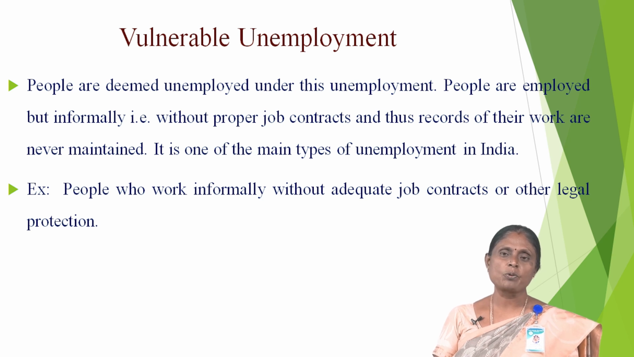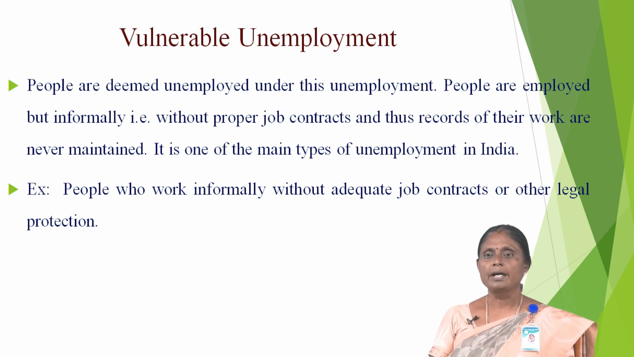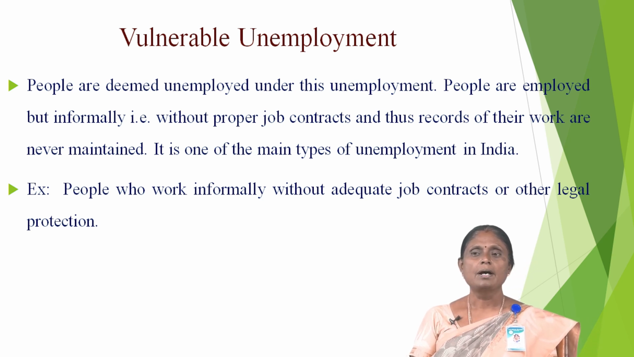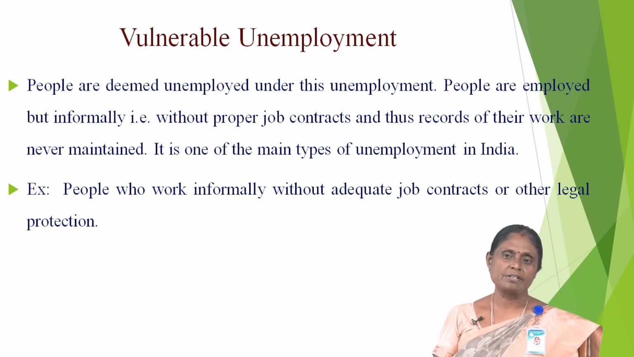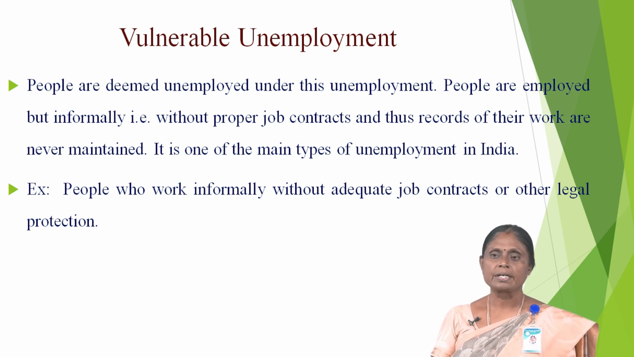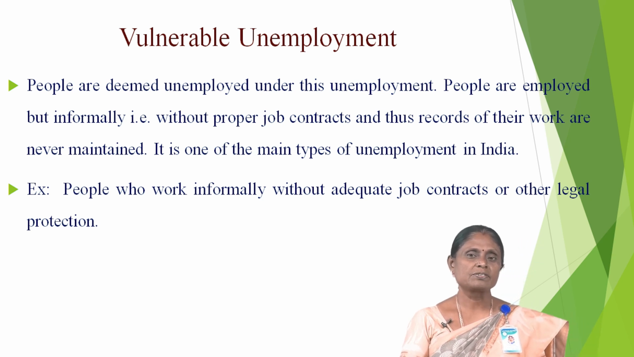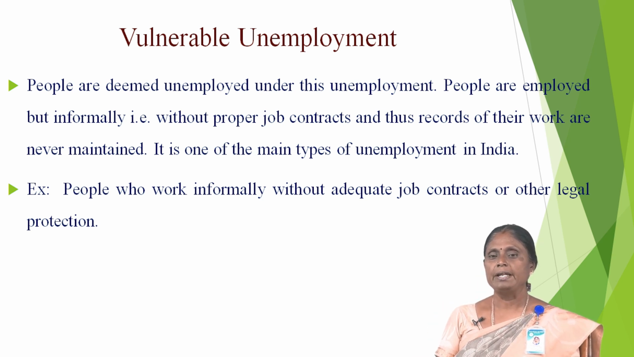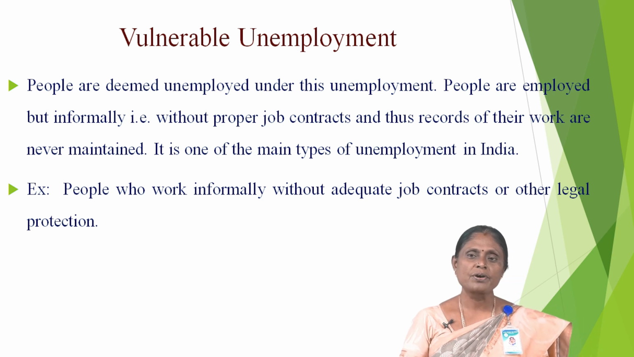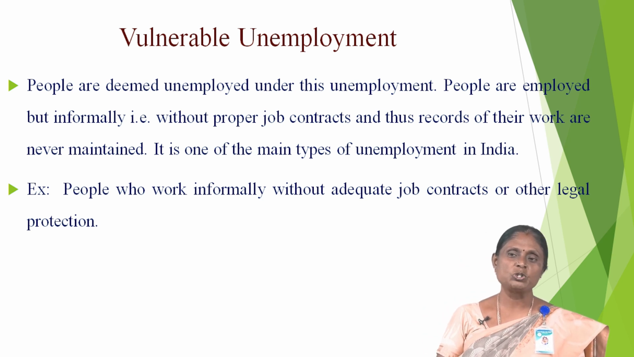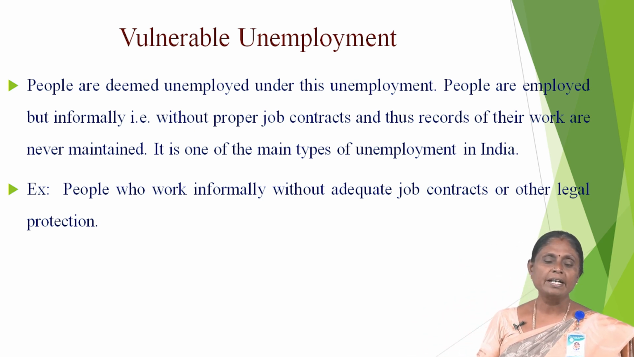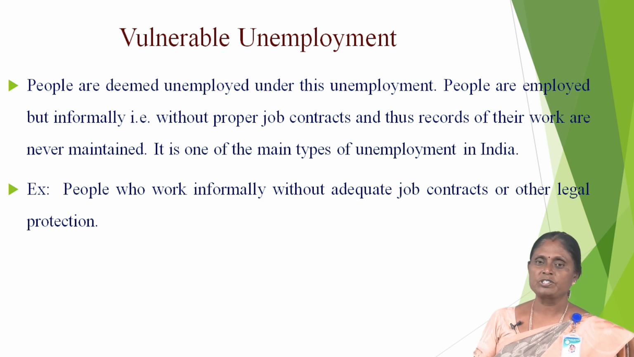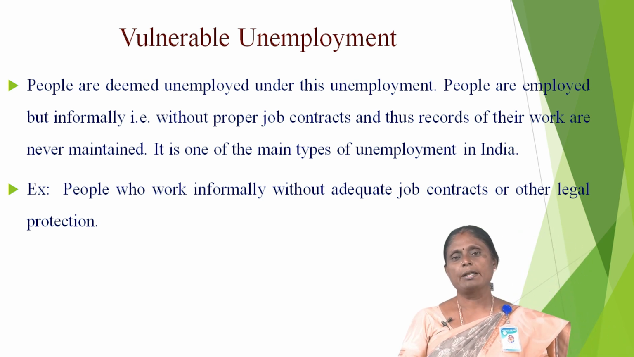Without proper job contracts, records of the workers are never maintained. That is vulnerable. It is one of the main types of unemployment in India. For example, people who work informally without adequate job contracts or other legal protection. That is the best example for this type of unemployment.